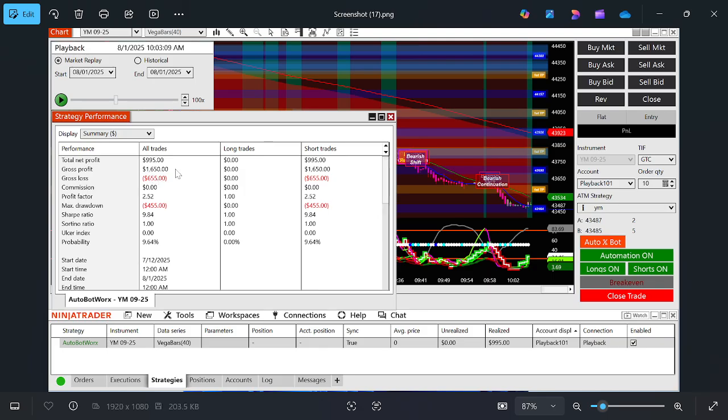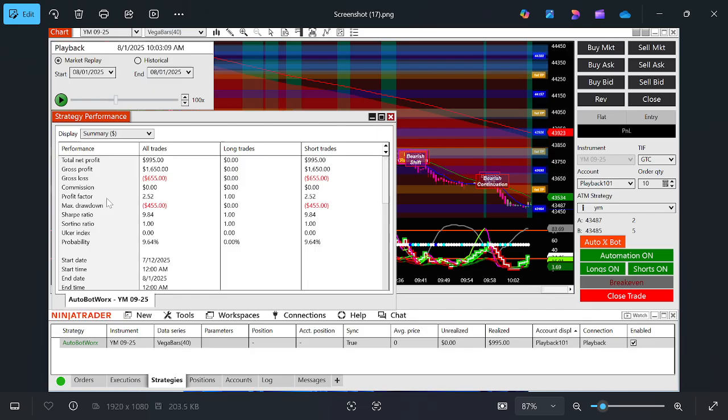And this session also hit our daily profit target of $1,000. So very nice on this one, and profit factor was above 2, so I like that. So far, out of the two that I've shown, this is the best performing template for the YM on this day.